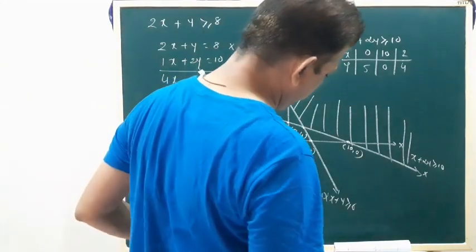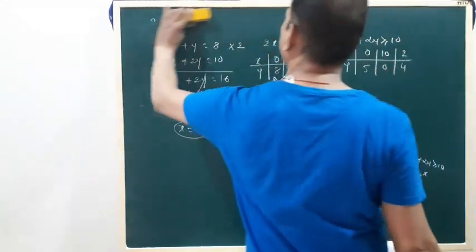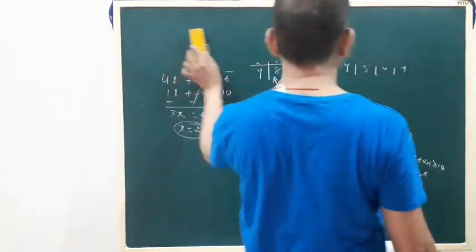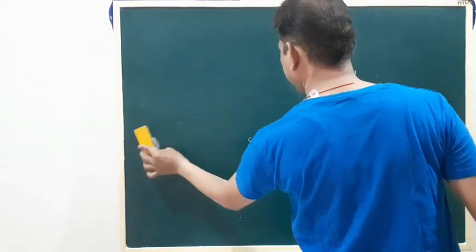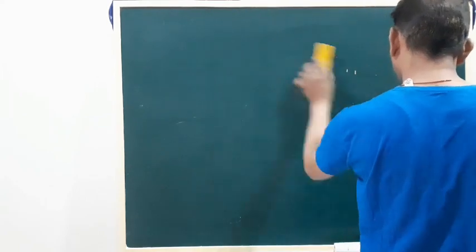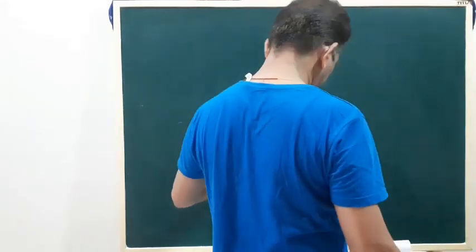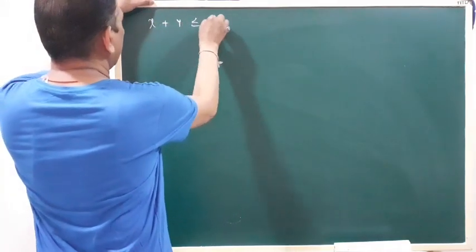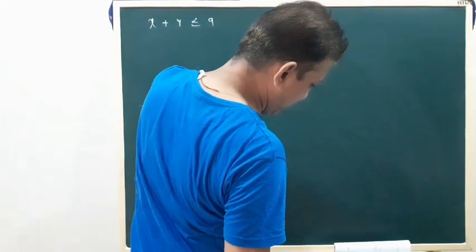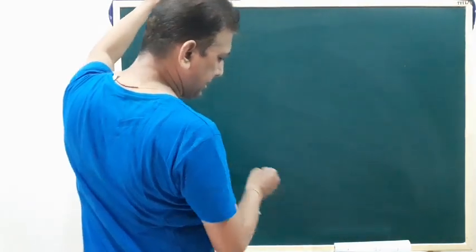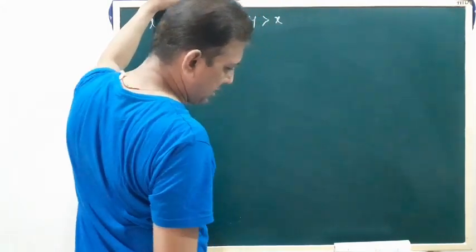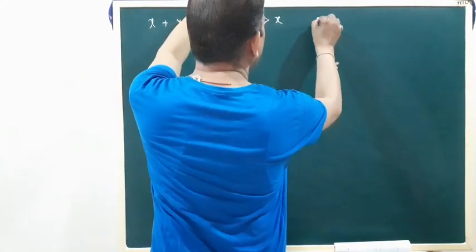Now we discuss question number 8. In the 7th question, both were greater than; no problem. Now question number 8: x plus y less than or equal to 9. The question is very important, because if you change the sign to less than in place of greater than, the graph will change. y greater than x, and x is greater than or equal to 0.